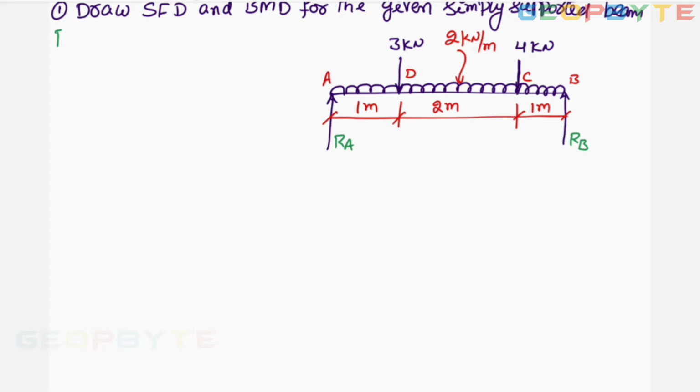For that, first let us take RA plus RB. RA plus RB means sum of the reactions. You know, sum of the reactions must be equal to sum of the actions. Sum of the actions means sum of the point loads. One 3 kilonewton point load plus one 4 kilonewton point load plus UDL is there.